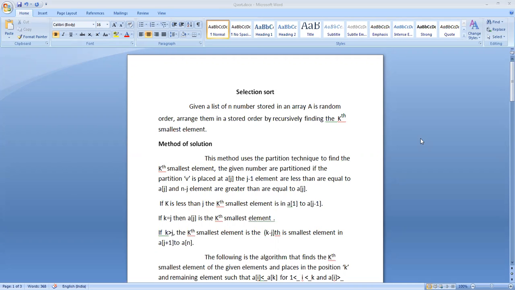In the last class, we discussed quicksort. I think all of you must have understood how quicksort works. Let me recap how it works. From the given list of random numbers, you have to select one pivot element or partition element. Okay.